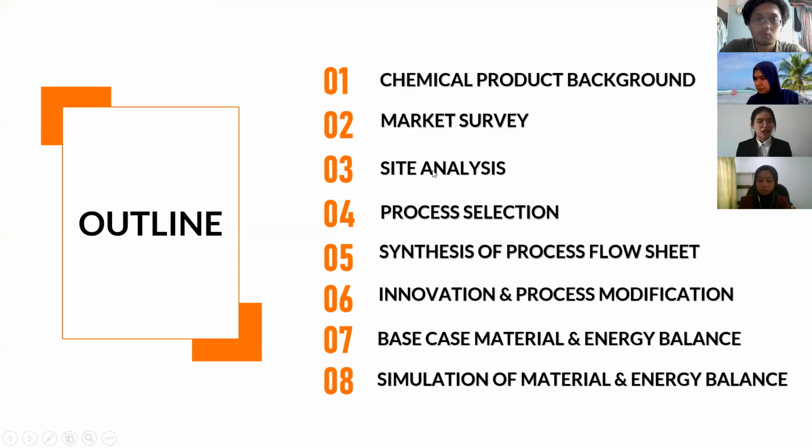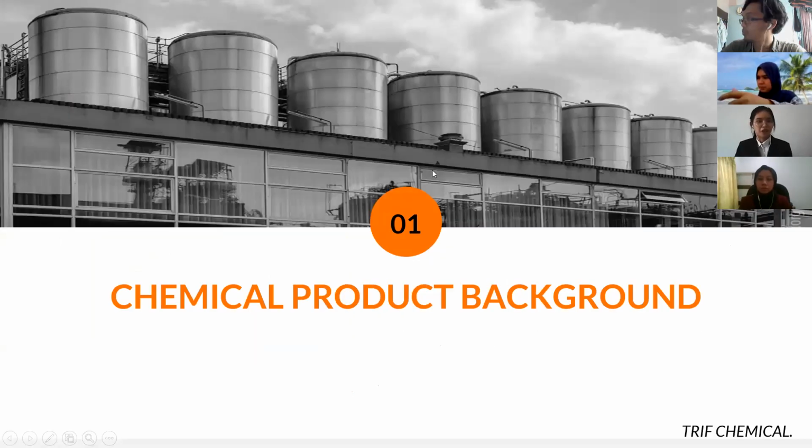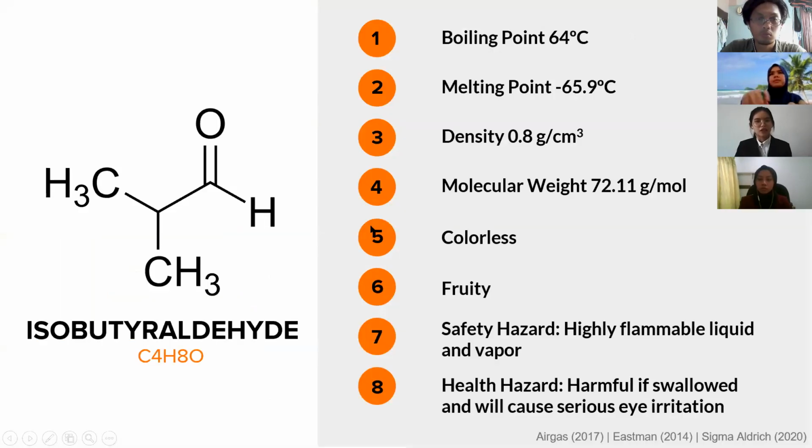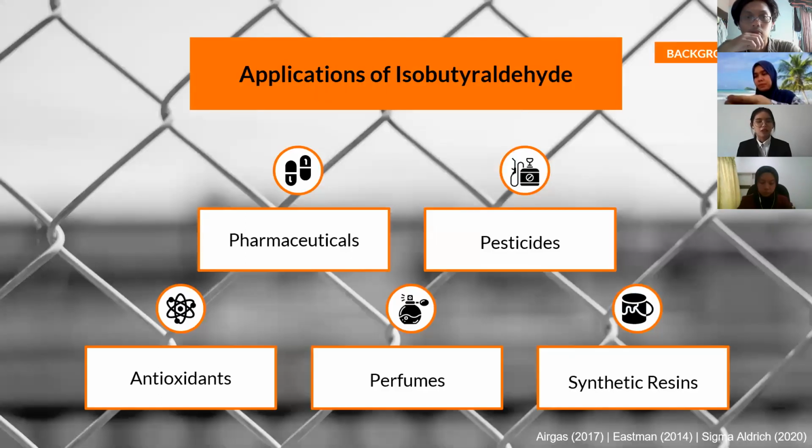The three references that we obtained here are the basic background of isobutadiene. I would like to highlight that the boiling point is 64 degrees Celsius, while the melting point is negative 65.9 degrees Celsius. In terms of hazard, it is a highly flammable liquid and vapor. Also, it is harmful if swallowed and will cause serious eye irritation. Isobutadiene is a very useful chemical and is widely applied globally due to its various applications such as pharmaceuticals, pesticides, antioxidants, perfume, and synthetic resins.